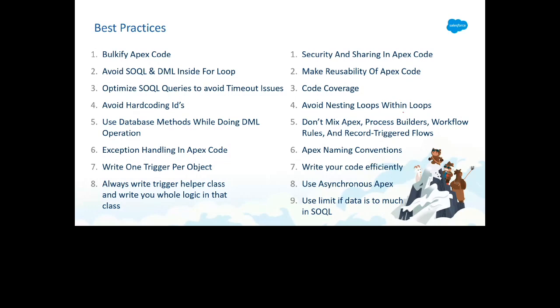Avoid hard coding IDs. This fourth point is the most important point, because I observe a lot of developers doing that. They are hard coding the IDs in their test cases, in their test data. They are doing that. So avoid that. Use database methods while doing DML operations. So this is a good approach.